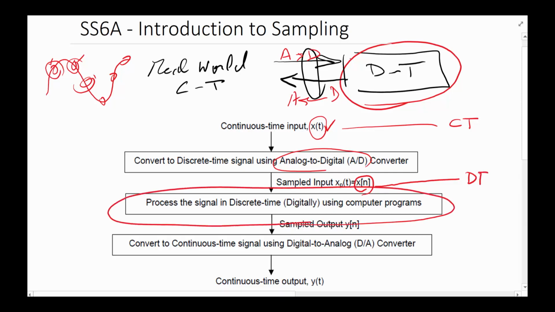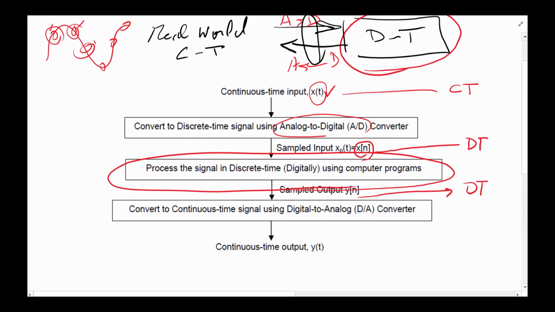We can store it in a computer, we can process it, we can do whatever we want to do until we change it to our output. The y of n is going to be in discrete time. So now we have to go back. If you want to affect something in the real world, like push a machine forward, or heat up something, or talk to someone, we have to convert it back using a digital to analog converter to continuous time so we can communicate it.